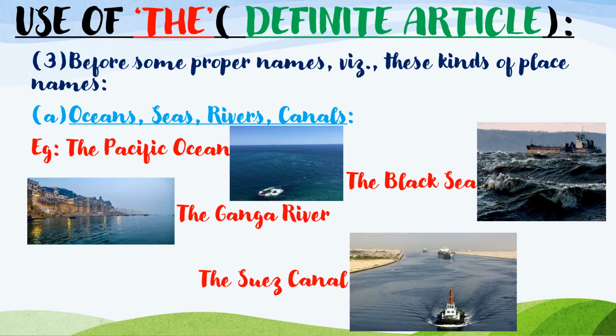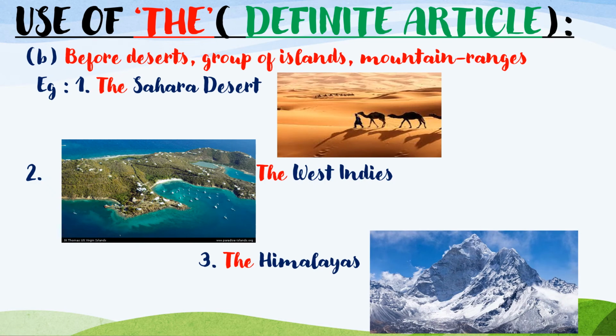Let me tell you more about it. Article the is also used before some proper names, such as names of oceans, seas, rivers, and canals. For example, the Pacific Ocean, the Black Sea, the Ganga River, and the Suez Canal. The is used before deserts, groups of islands, and mountain ranges. For example, the Sahara Desert, the West Indies, and the Himalayas.